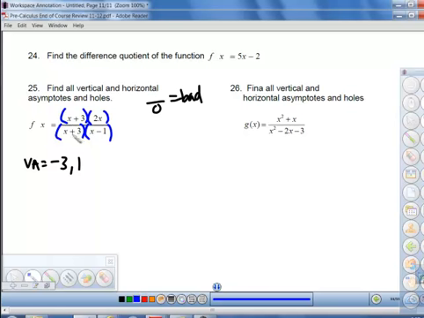Now, if anything cancels out with the numerator, like for example this x plus 3 and this x plus 3, then that means that this one right here becomes the hole. So it's no longer a vertical asymptote, but it's going to be a hole now. So our hole is going to be when x equals -3, and this one right here is when x equals 1.